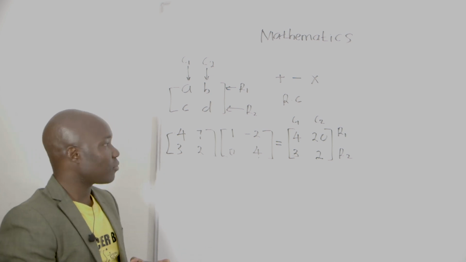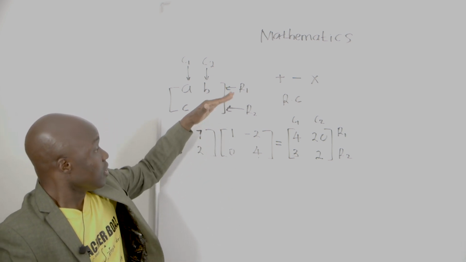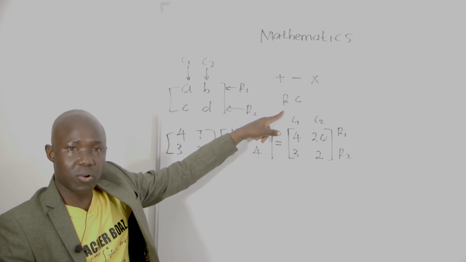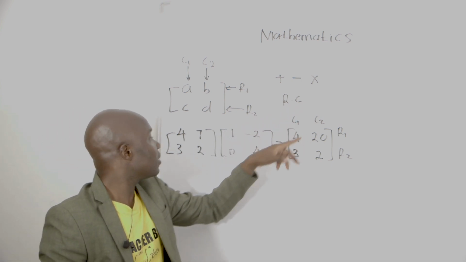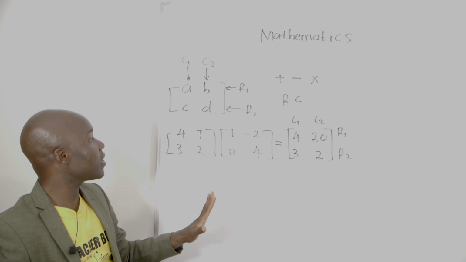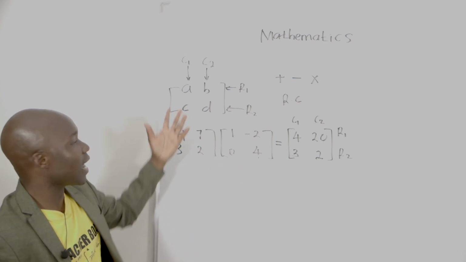So the only basic that you need to remember is when you want to multiply matrices, start with the rows, then you go to the columns. So you take the row times column. So this is the product of a 2 by 2 matrix.